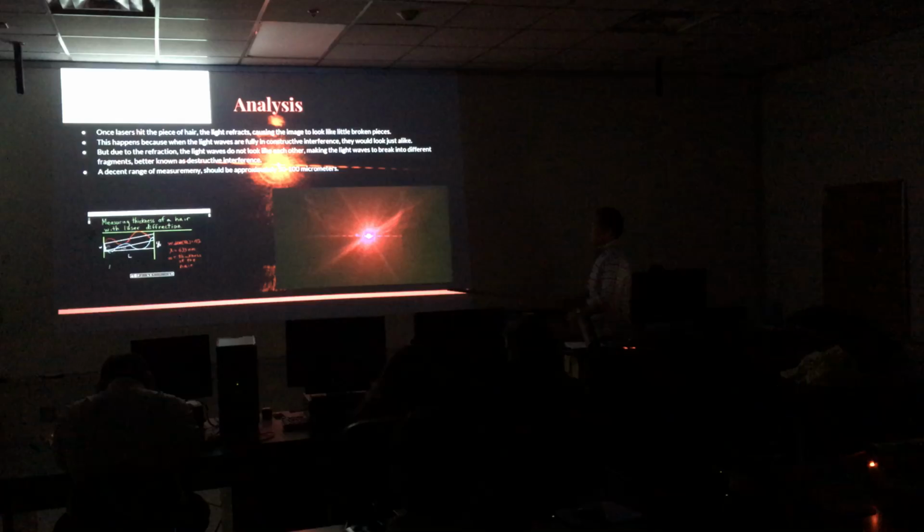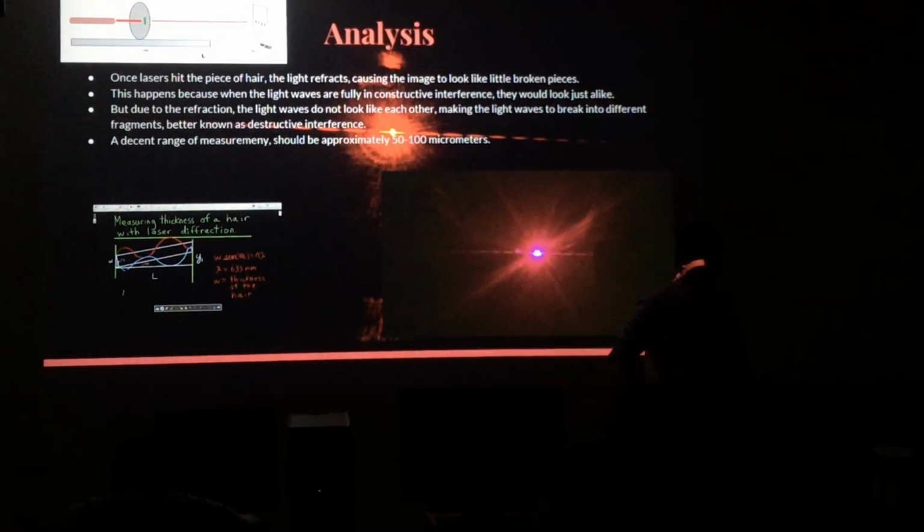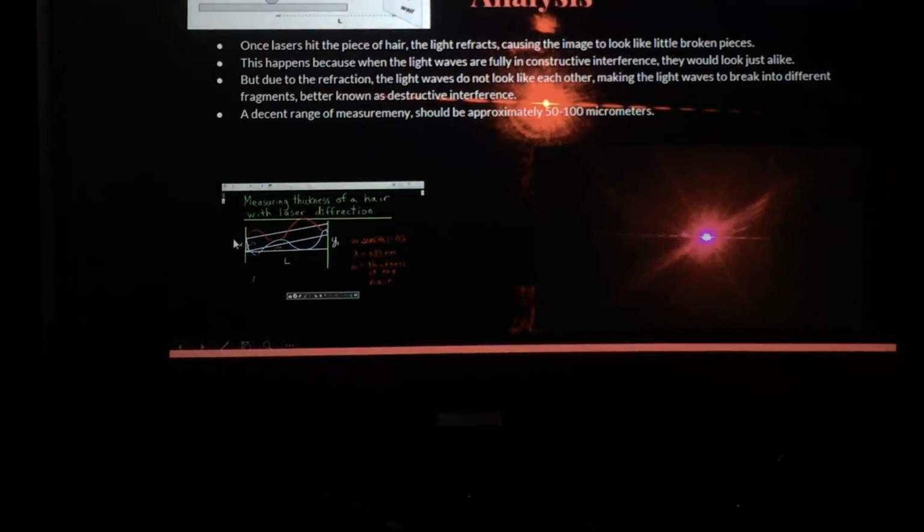Here is another example of destructive interference. Whenever the light waves are not equal, they kind of reflect, or they kind of break off.